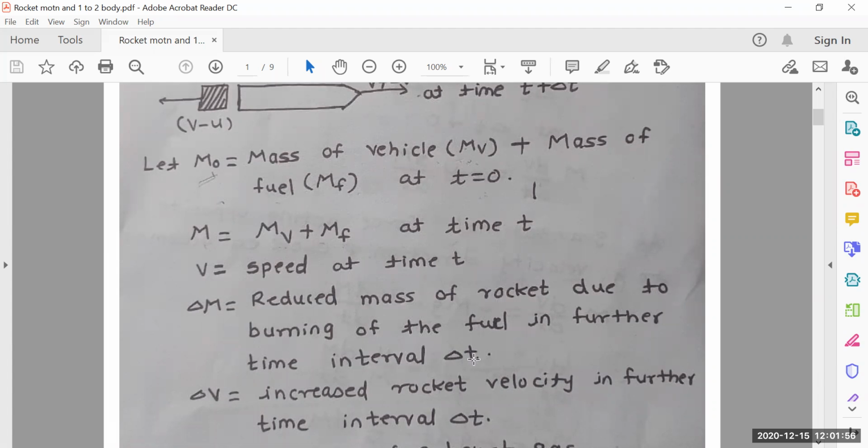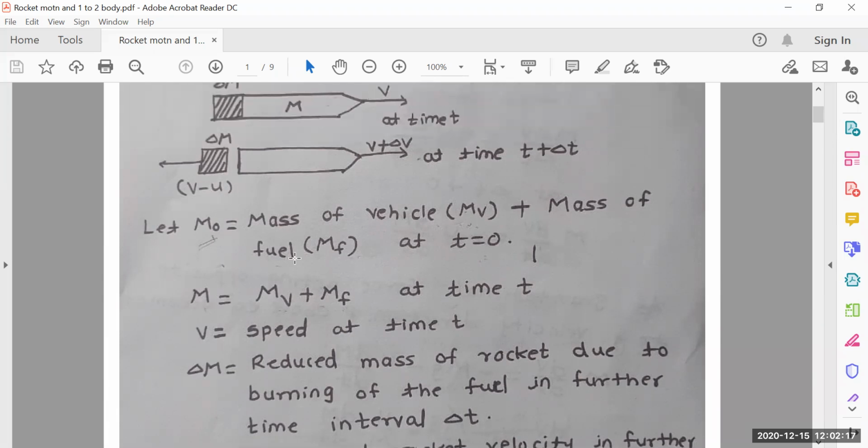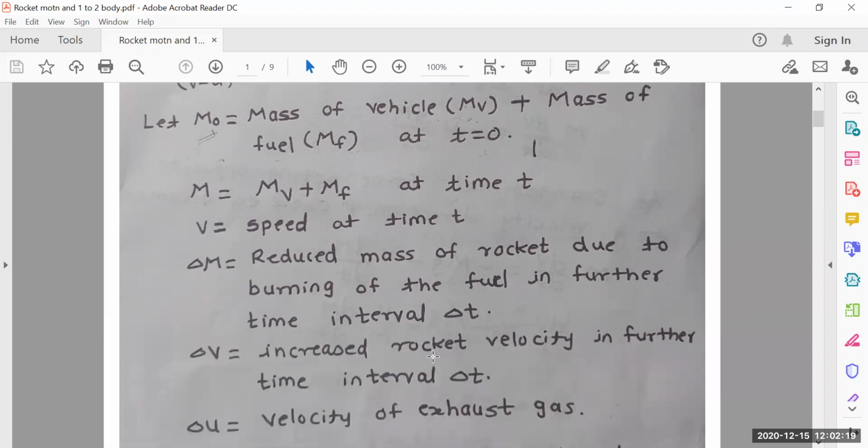After 50 minutes, that means the 51st minute, what is going to happen? Delta M amount of mass is reducing. This much amount of mass of fuel is going to burn. So if this much mass of fuel is burned, the same amount of mass is going to reduce from the total mass at time delta t.